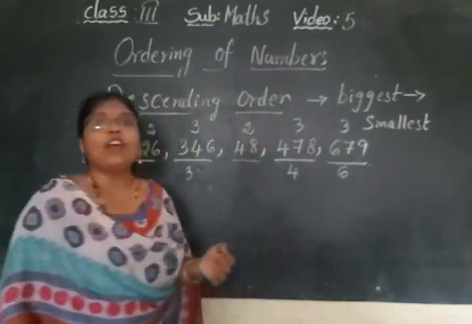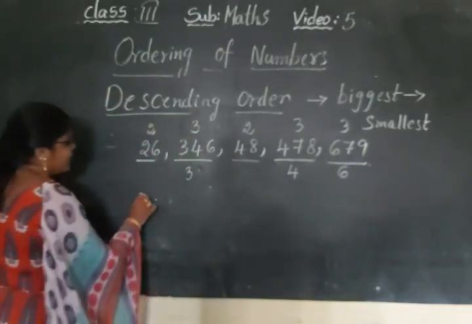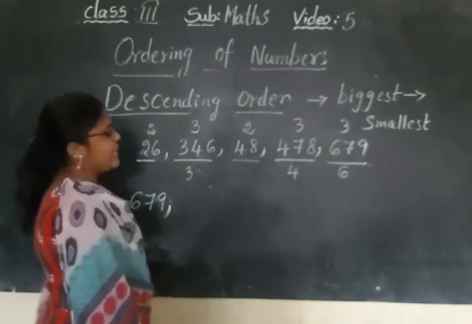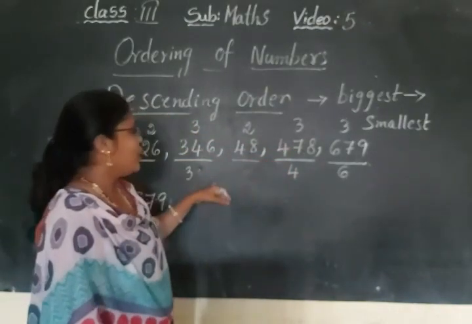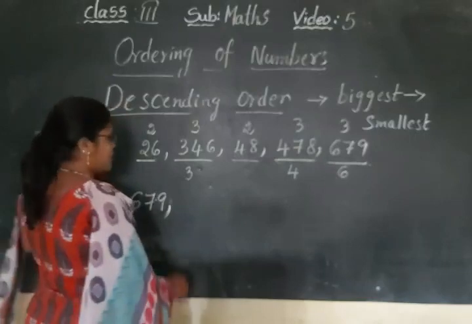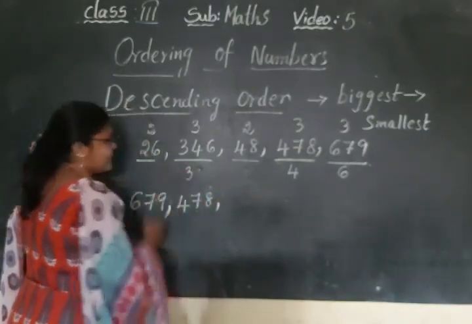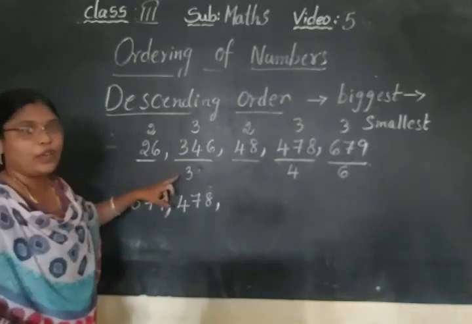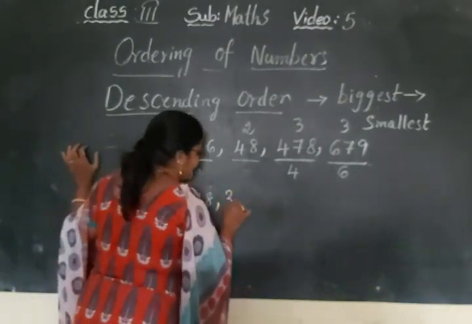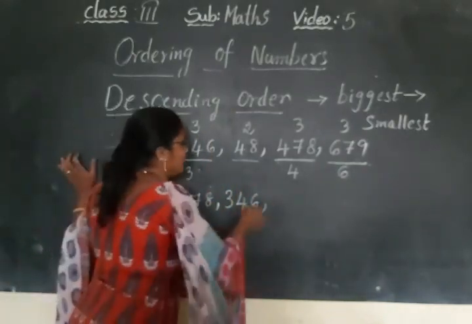So which number do you have to write first? 679. Next, what is the next biggest, 3 or 4? 4. So write 478. And after that we have the last 3 digit number. 3 is smaller, 346.